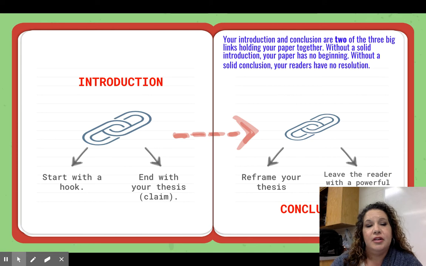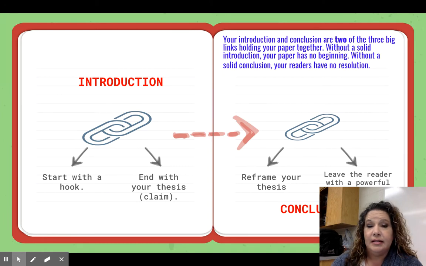So our introduction consists of 3 parts, even though 2 are listed. We start with a hook. We want to catch our reader's attention. And then we build a bridge from that hook to our claim statement. We can never just jump from one to the other. We need to guide our readers there.